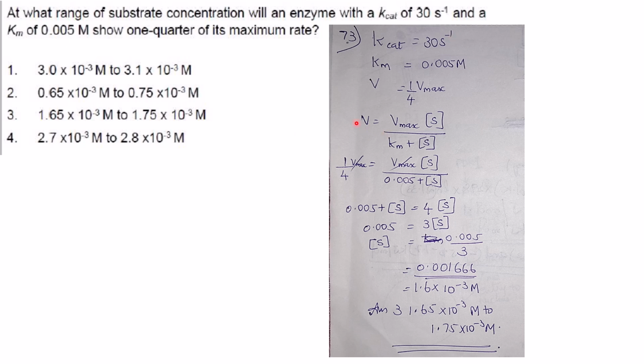We go for the usual Michaelis-Menten equation where we know it is 1/4 Vmax. Substitute the value of Km and calculate the substrate concentration. It is coming around 1.6 into 10 raised to minus 3 molar. And the option that corresponds to 1.6 into 10 raised to minus 3 molar is option 3. So 1.65 into 10 raised to minus 3 molar to 1.75 into 10 raised to minus 3 molar will be your answer. So answer is option 3.